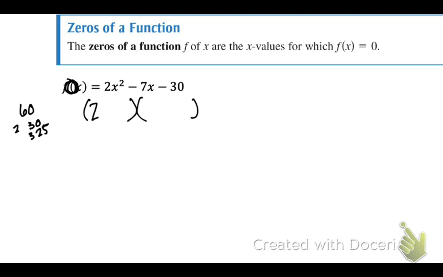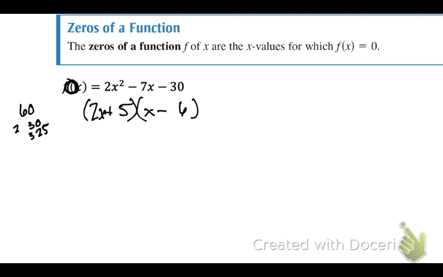I'm getting there. It was actually like right there. That's why I wrote those down.